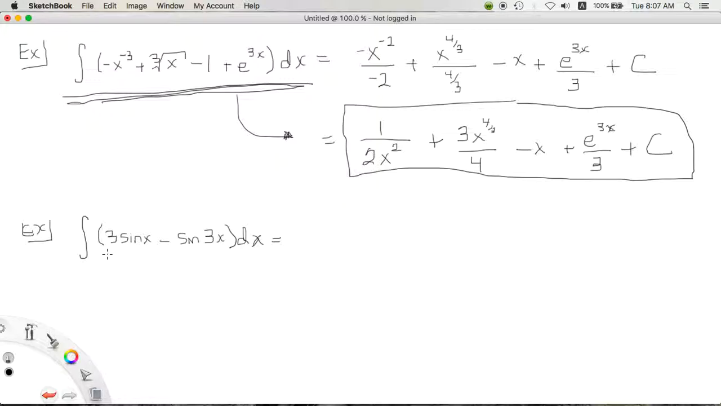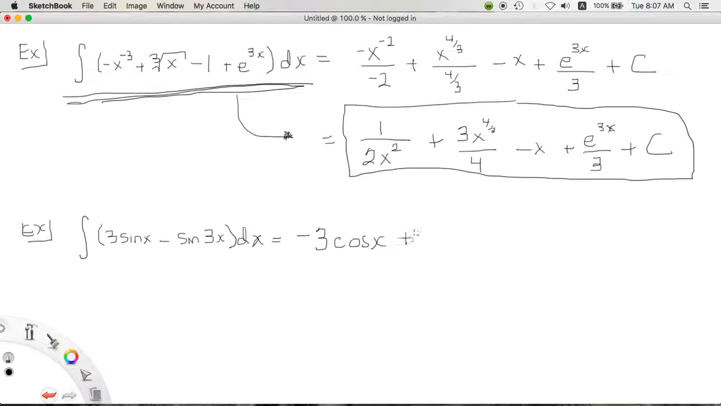If you look at this, we've got the sine of x. The antiderivative of sine is negative cosine. So the constant just stays out front. So we have negative 3 cosine x. And then here the antiderivative of negative sine is cosine.